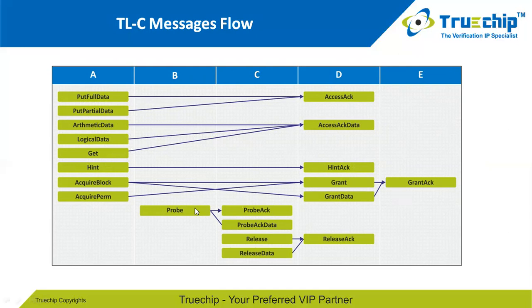Similarly, the probe request is generated on channel B from the slave, and the responses probe ack and probe ack data are received on channel E from the master. The release message uses channel C and channel D for the request and response. Now we go through all the messages in brief.